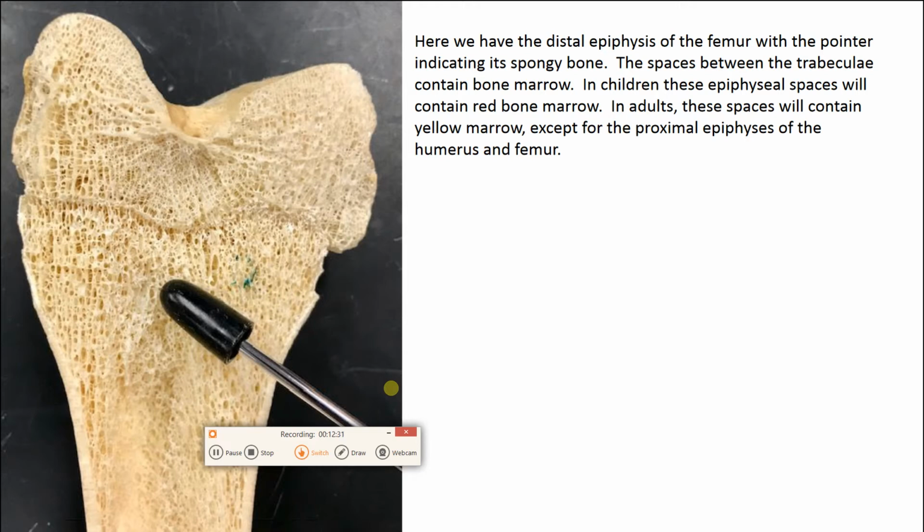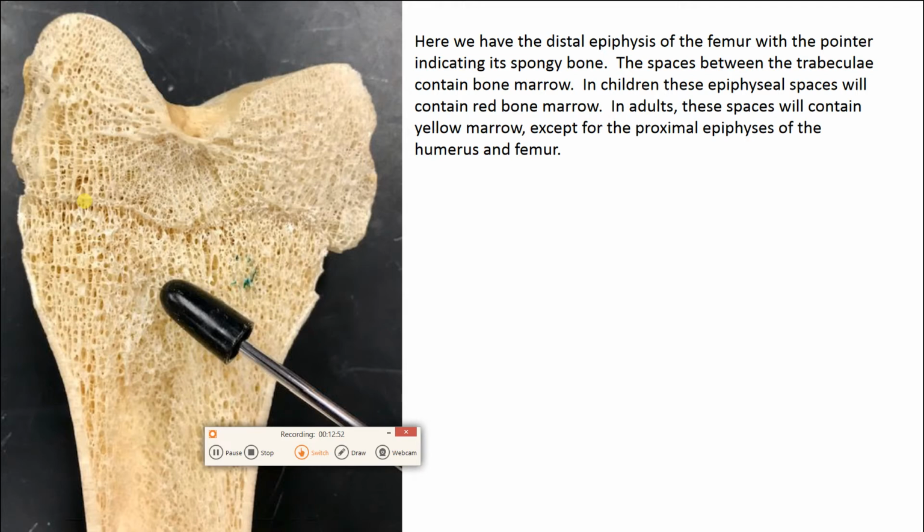The pointer there is on some spongy bone. We are going to see trabeculae here. We are going to see spaces as well. Again, the spaces depend on if you're a kid or a grown-up. Kids are going to have yellow bone marrow in these spaces in this distal epiphysis.